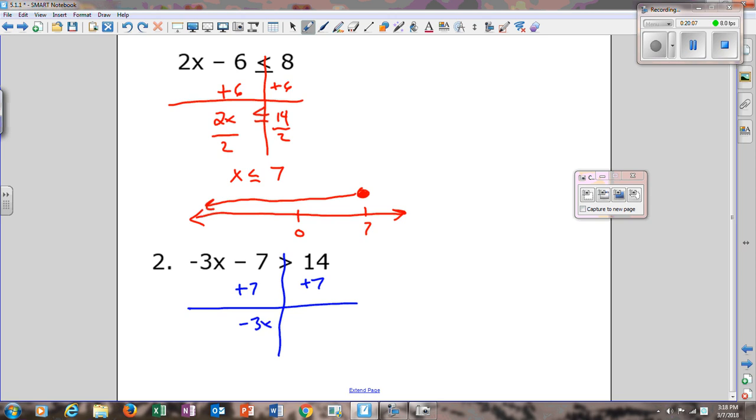That gives you negative 3x is greater than 21. Now we divide by negative 3. 21 divided by negative 3 gives you negative 7. Now remember, we divided by a negative, so you have to flip the sign. So it becomes x is less than negative 7. Now we graph that on a number line. 0, negative 7. It's less than, no equal sign under it, so it's an open dot, and you shade to the left.